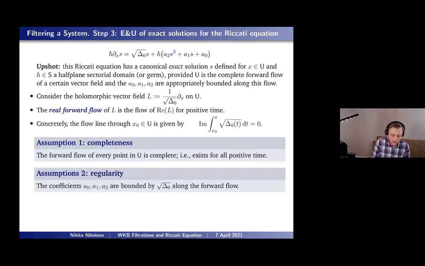Okay, so the two assumptions, I've already mentioned them. My open set U is such that if I take every point in U and flow it using this vector field in a forward direction, then the flow is complete, meaning that it exists for all positive time. So I can flow for infinite time forward. And the second assumption is that as I flow my system, my coefficients should be bounded by the square root discriminant in the limit of my flow. So at the end, there needs to be some kind of boundedness.